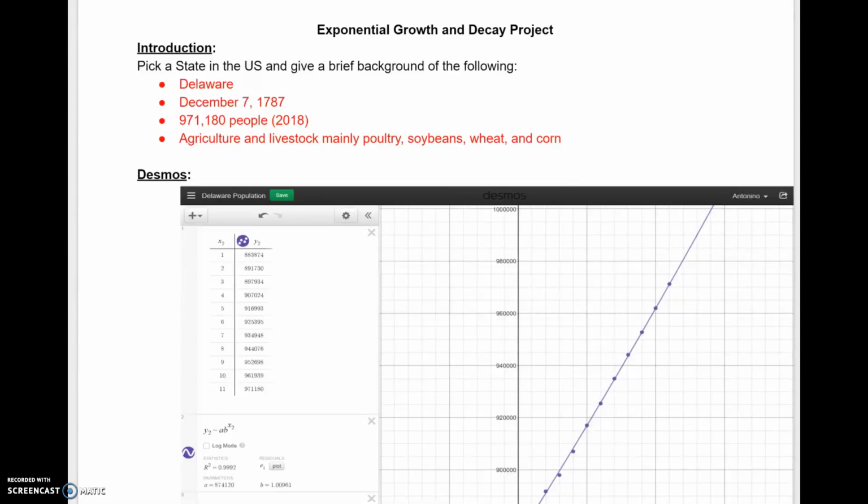This is my exponential growth and decay project for Coach Block 1. The state I chose was Delaware, which entered the Union on December 7th, 1787. As of 2018, there are 971,180 people living there. Their main export is agriculture and livestock, mainly poultry, soybeans, wheat, and corn.